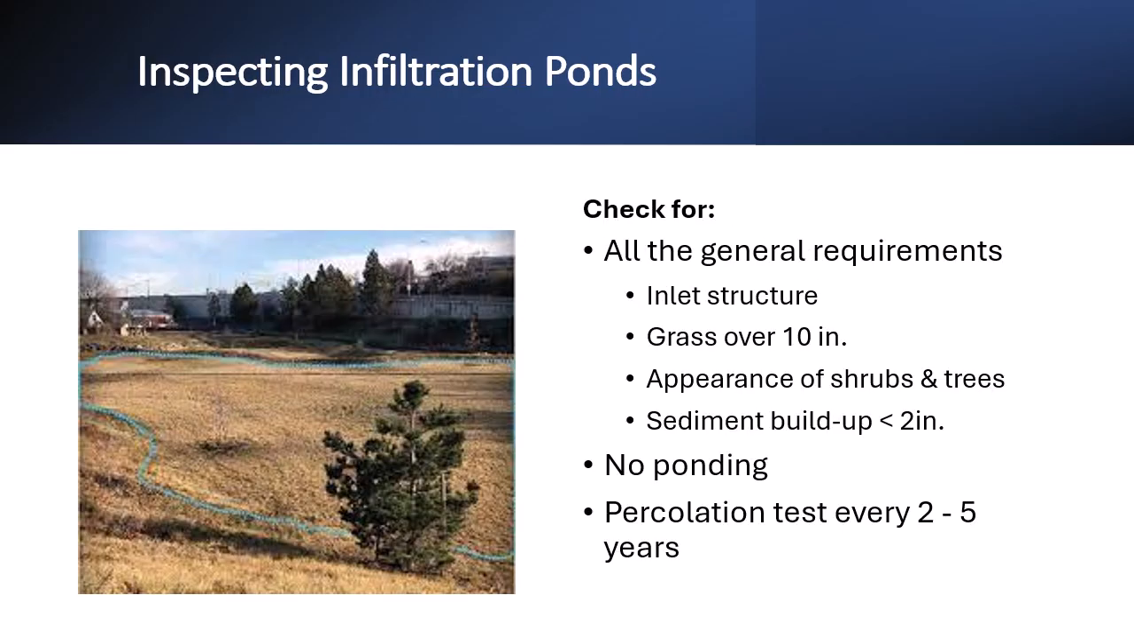When inspecting infiltration ponds, check for all the general requirements that we talked about before, keeping in mind that infiltration ponds only have an inlet structure but no outlet structure because it allows stormwater to infiltrate into the ground. As a type of dry pond, excessive plant growth that can reduce capacity includes grass over 10 inches or the appearance of shrubs or trees.